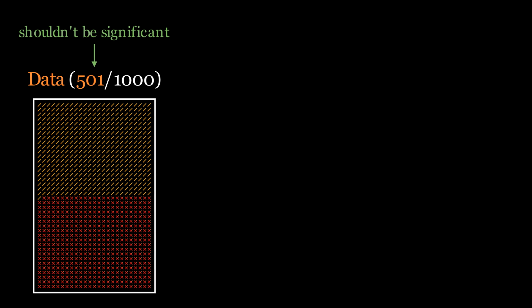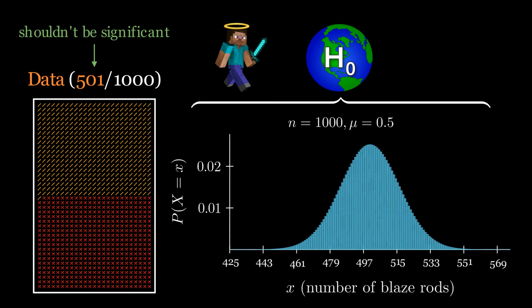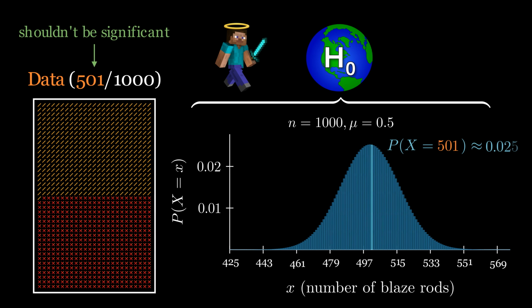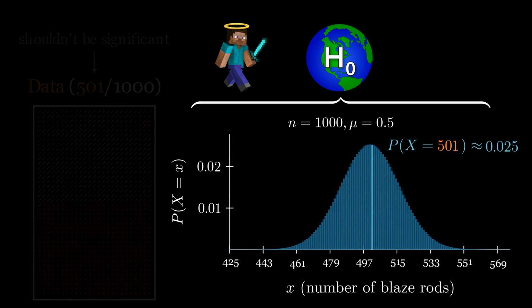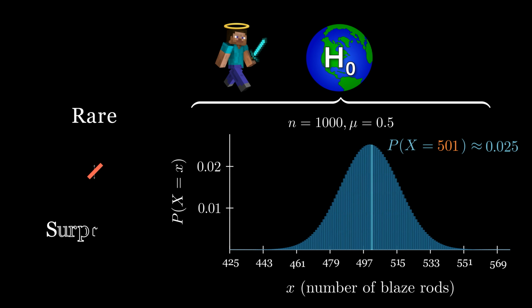But if you calculate the p-value in this new way, as the probability of getting exactly 501 rods under the null hypothesis, it's only 2.5%. We'd conclude that our friend encountered quite a rare outcome. Does this mean that they had to get very lucky and point to evidence of cheating? Well, obviously not, because as we said before, 501 rods is a totally reasonable count to get without cheating. While the outcome of exactly this many rods might be rare, it's not surprising.